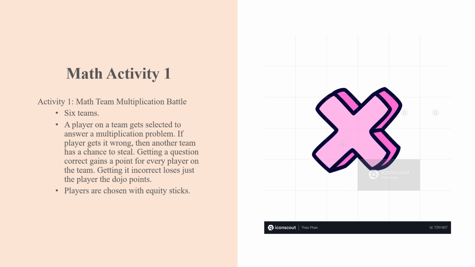And then if a player got it wrong and another team was trying to steal, I would select them by hand. If you're trying to steal the question, that individual player would be the one who has to answer without team help.